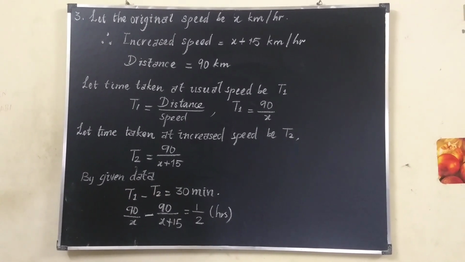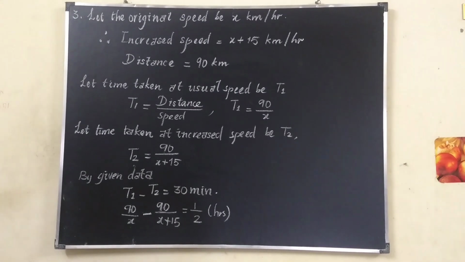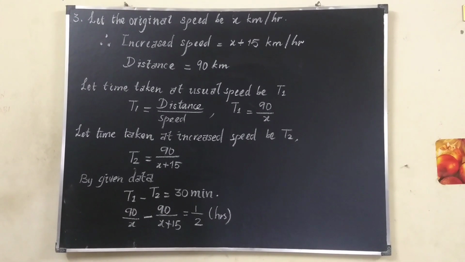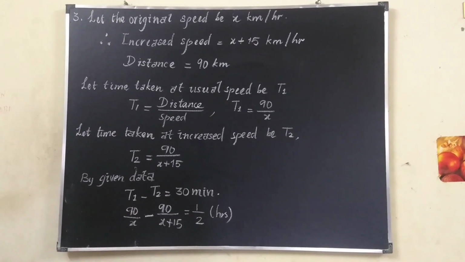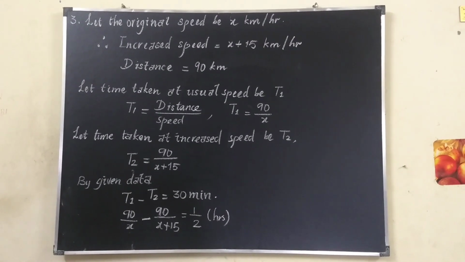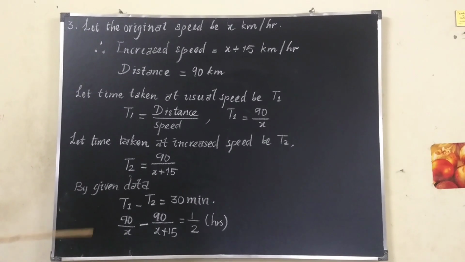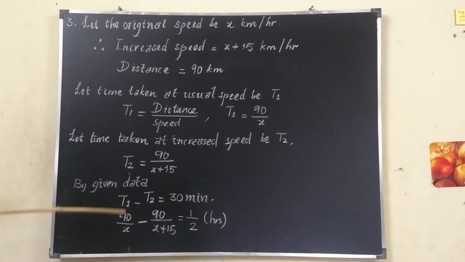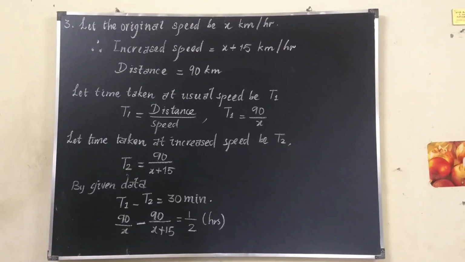From this we have to frame a quadratic equation. Already in an example you learned how to solve this type of equation. So this is the homework. Half of the sum I have done. You have to derive the quadratic equation from this, solve it, and find the value of x. Take 90 as common, then take x and x plus 15 as LCM, cross multiply them, bring the quadratic equation, and try by yourself.